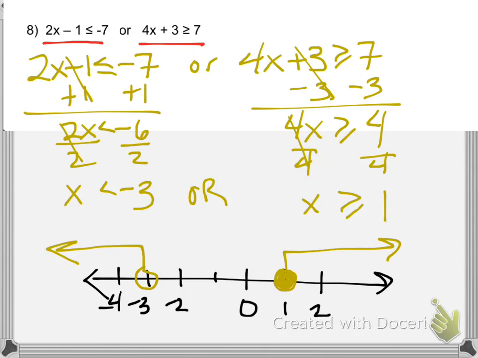Again, a value of X that we would pick to satisfy this inequality doesn't have to satisfy both of the inequalities. It simply has to be either less than negative 3 or greater than or equal to 1.